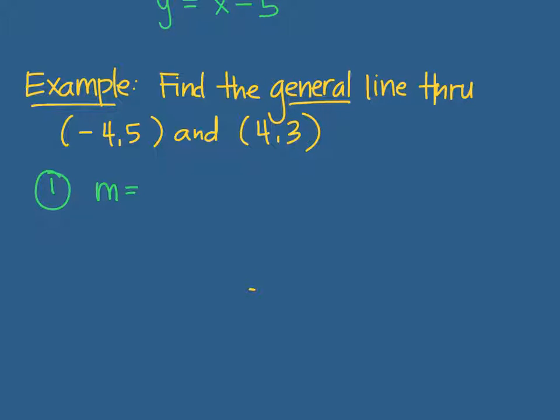So m is going to equal 3 minus 5 over 4 minus -4. 3 minus 5. Okay, I've made enough mistakes today, so am I okay? I heard a -4, but I didn't see minus -4. Okay, so I'm okay. -2 over 8, which reduces to -1/4. So we have our slope.